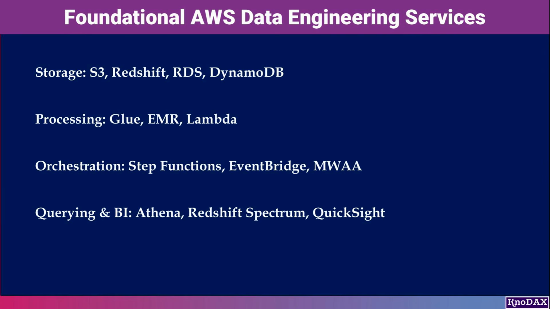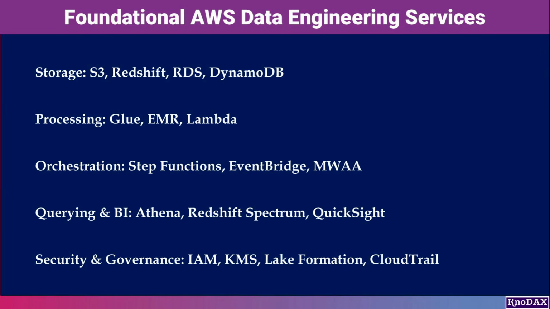Once data is ready for analysis, AWS offers powerful querying and BI tools. Athena enables serverless SQL directly on S3. Redshift Spectrum extends Redshift queries into your data lake, and QuickSight delivers dashboards and visualizations for business users. And running beneath all of this is security and governance, which ensures data integrity, protection, and compliance.